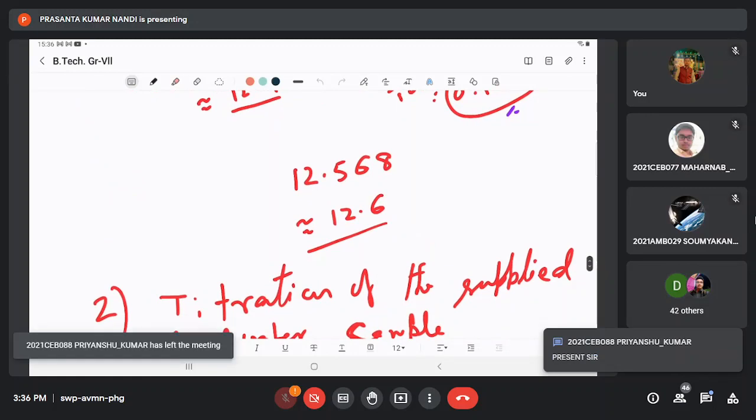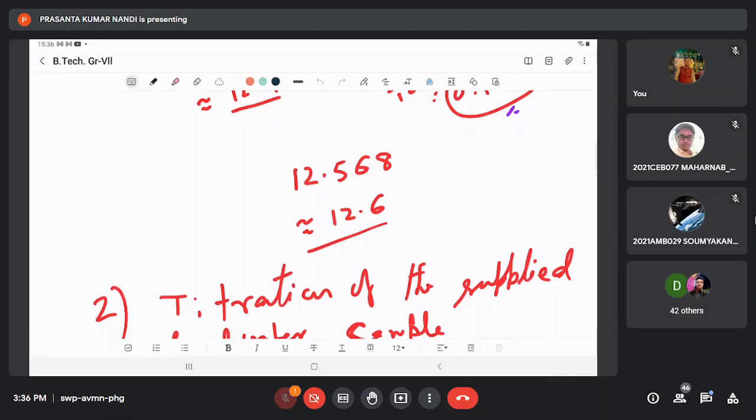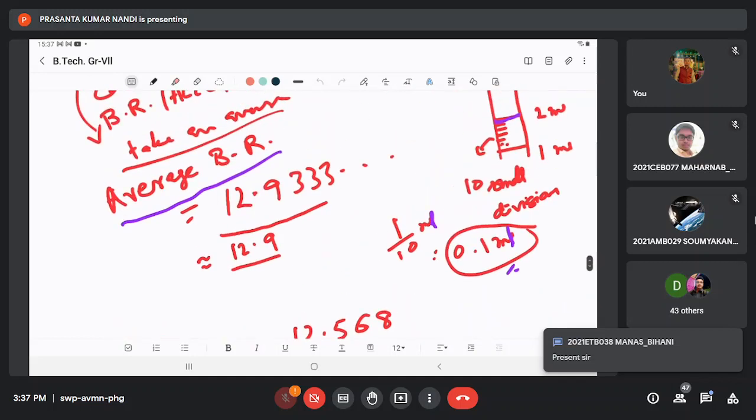So you have to always, for a burette reading, whether it is an average reading, round it up after the first place of decimal. Instead of 12.568, whatever it is from your calculator, when it is reported as a burette reading, you must take the data up to the first place of decimal. That is rounding up to the first place of decimal, 12.6. Up to this, do you have any confusion or any clarification you need? Please.